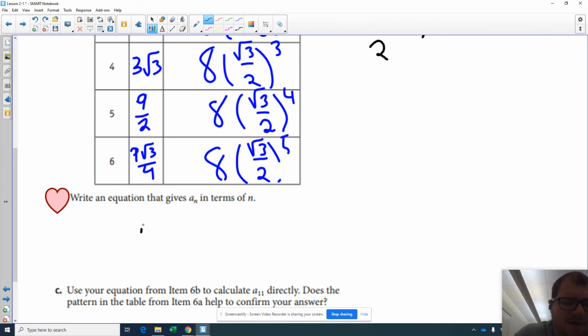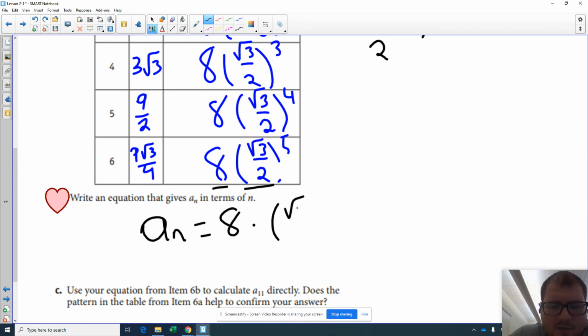So if I wanted to find A of n, I have to think what's staying the same and what's changing. Well, notice how each time both the starting point and the ratio never change. So if I'm creating this into an equation, 8's going to stay the same, as well as the square root of 3 over 2, right? The starting point and the ratio never change. The only two things that really have a difference is this. And now we got to try to figure out where's that pattern coming from.